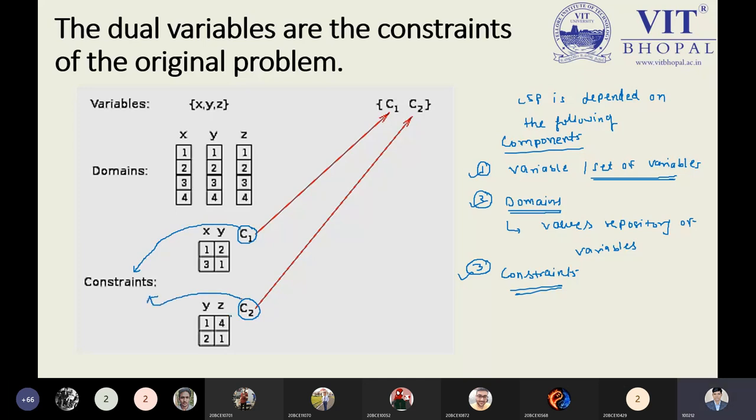With the help of these constraints defined here, if you take X, Y, then X takes the values 1, 3, and Y takes the values 2, 1. If I take Y, Z, what are the combinations? So X and Y. Here I'm talking about multiple variables, and this is similar to the multi-agent setting.